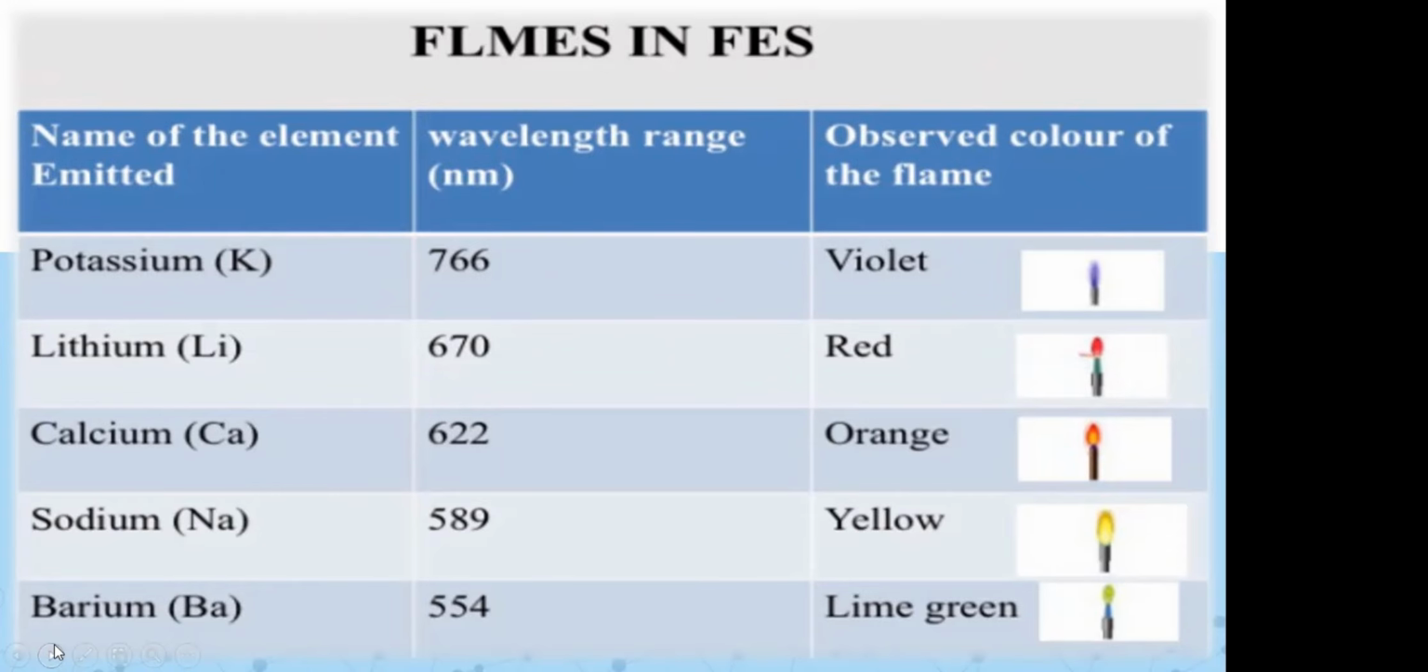Here we have flames in FES. Here we have some elements, their emitted wavelengths, and the observed colors. Potassium 766, and the color shown on the flame is violet. Lithium 670, calcium 622, sodium 589, barium 554.